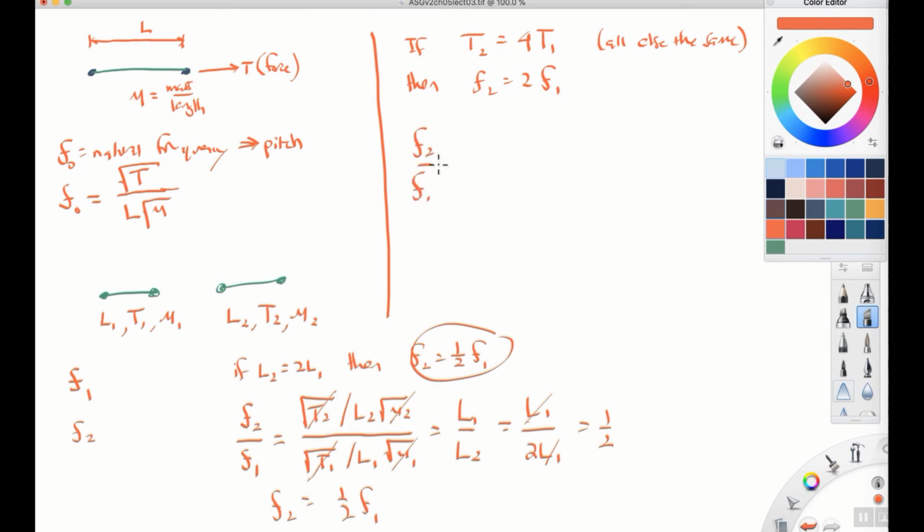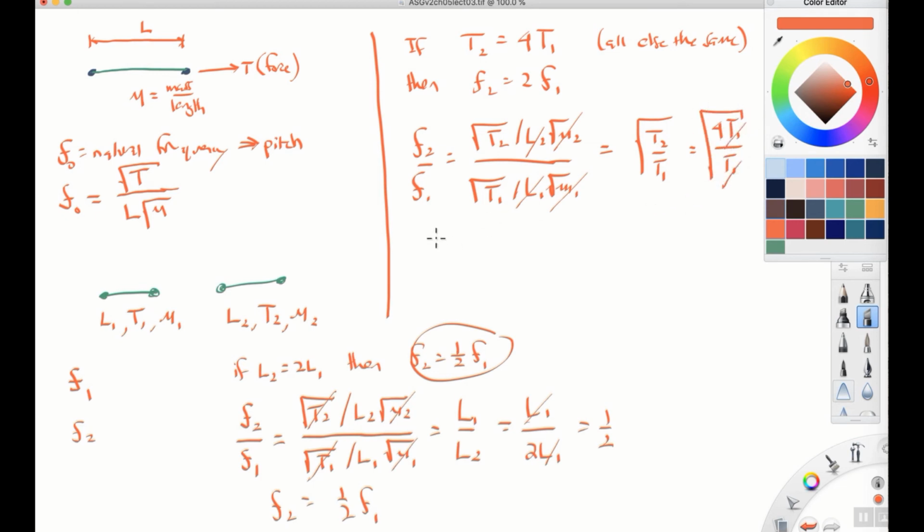Well, let's find the ratio F2 to F1. Again, T2 over L2 mu 2 and T1 over L1 mu 1. We're keeping the mass per unit length the same, so those two cancel out. The lengths, let's suppose we keep the same, so those cancel, and we're left with the square root of T2 over T1. And if T2 is 4 times T1, then we cancel the T1s, and we get F2 over F1 is equal to the square root of 4, which is 2. In other words, frequency 2 is 2 times frequency 1, and this is exactly what we wanted. Once again, this dependence on the tension gives us the correct relationship between tensions and frequencies.